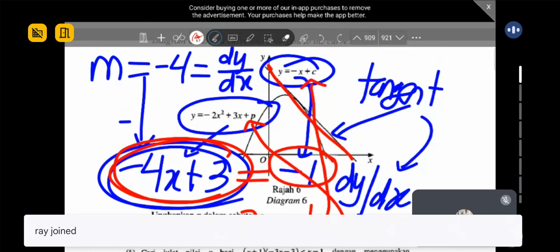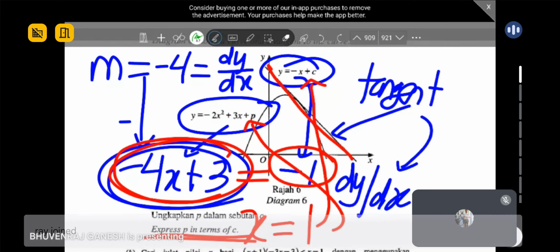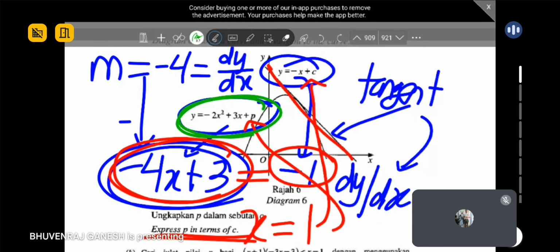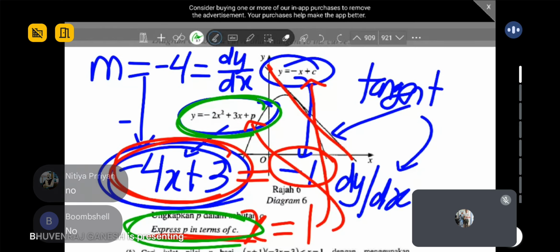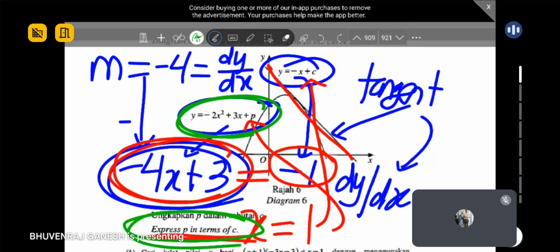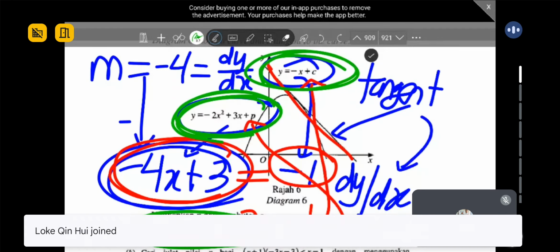So, kamu bayangkanlah, kalau kamu gantikan hanya dalam satu persamaan, if you just substitute in one equation, can you express P in term of C, guys? Yes or no? If I just sub in one of the equation, kalau saya ganti dalam satu persamaan saja, boleh tak saya jawab soalan ni? Yes or no? Logically, tak boleh kan? Sebab kamu tak ada nilai C. You don't have the C value dalam persamaan ni. So that's why you need to substitute in also this equation. Ganti X sama dengan 1 dalam dua-dua persamaan juga.